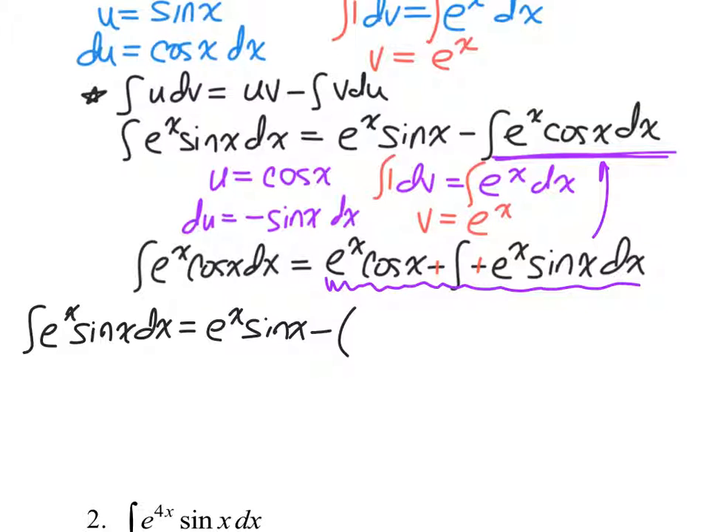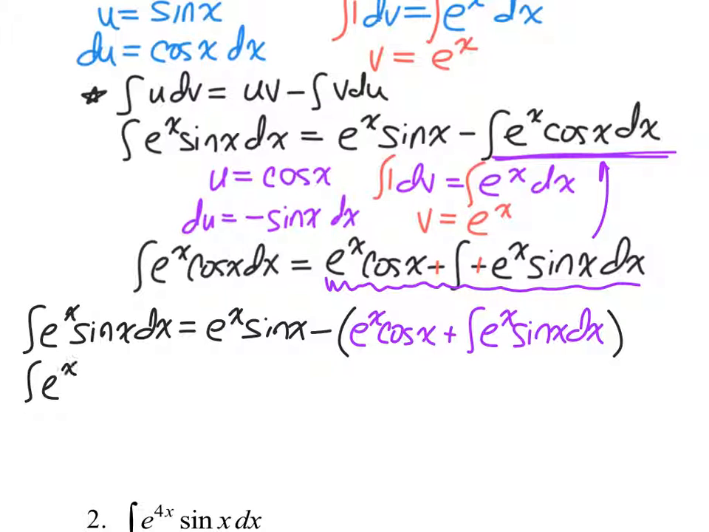So e to the x sine of x dx is equal to the e to the x sine of x minus all of this stuff. All right. So e to the x cosine of x plus the integral of e to the x sine of x dx. All right, I'm going to simplify a little bit more, rewriting the whole thing again.